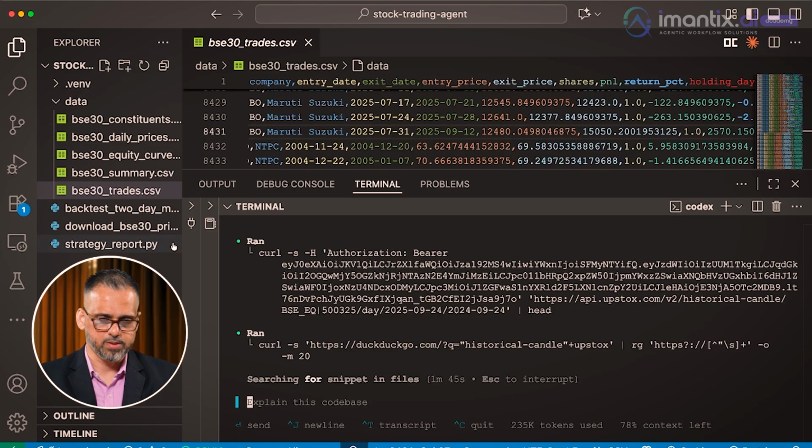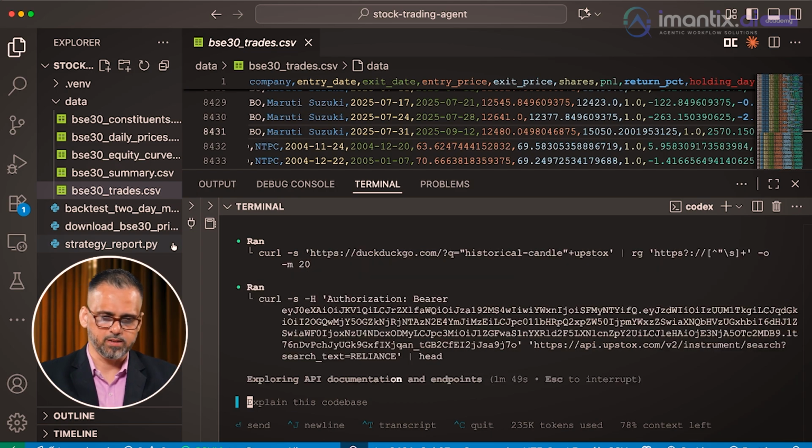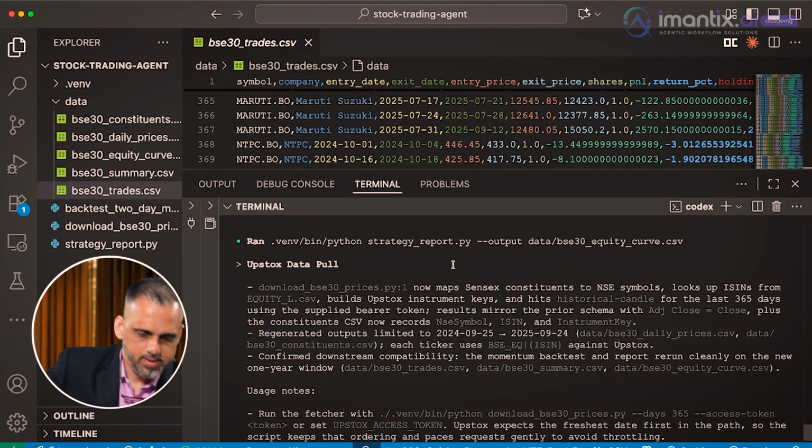But for now, we'll just let it run and try to fetch this data that it is searching for and trying to find. Okay, so it says it is done.